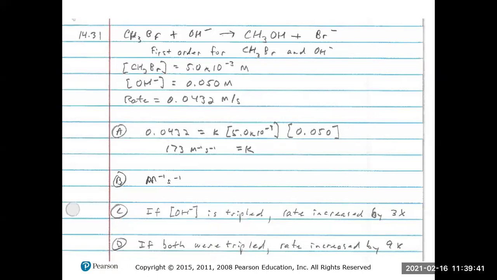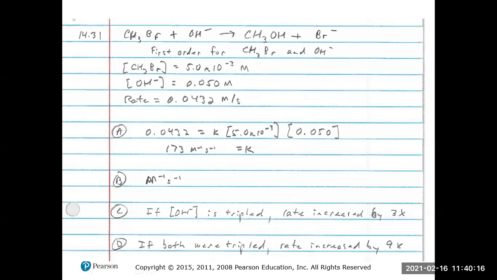So we have our rate equation. We've figured out our rate constant. And then we're asked, if the hydroxide concentration is tripled, what happens to the rate? Well, if we look at that, we see over here our hydroxide is this 0.05 term. If that increases by threefold, then there's a direct proportionality to the rate. So if that increases by 3, this is going to increase by threefold, okay?